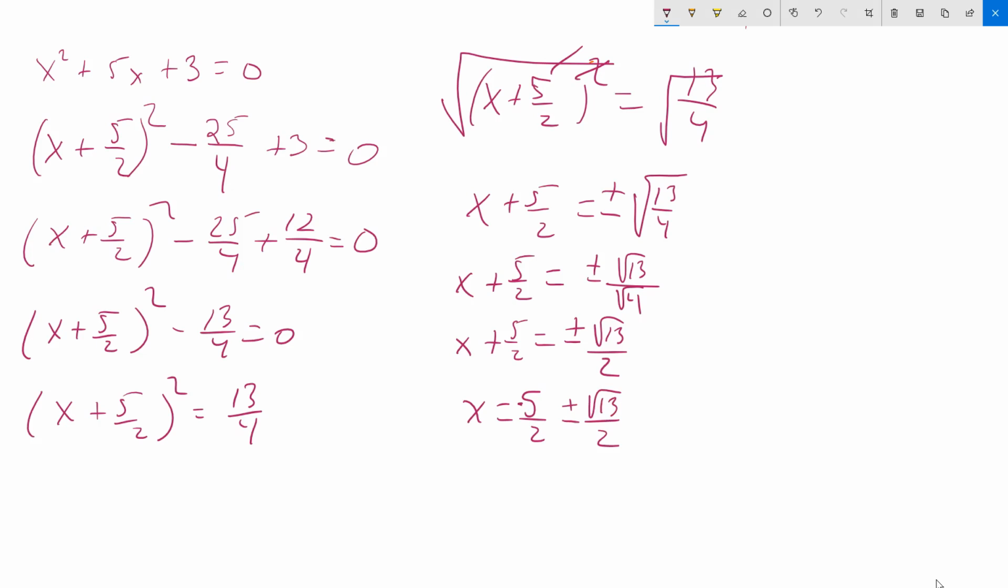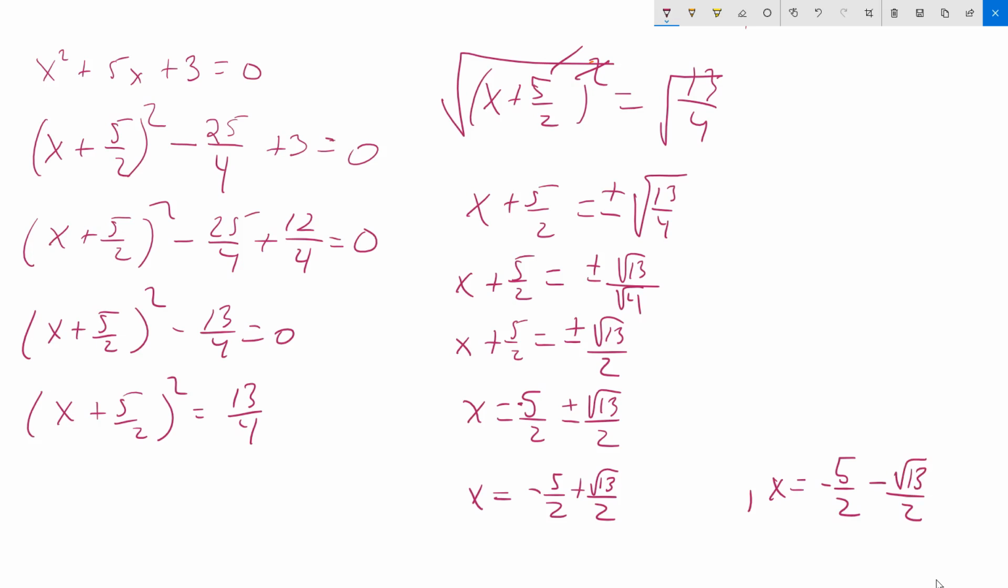And now this can be written a couple different ways. So for example, you could write it as x equals negative 5 over 2 plus the root of 13 over 2. Or the other way, you have a negative between them. So it's going to be also x equals negative 5 halves minus the root of 13 over 2.